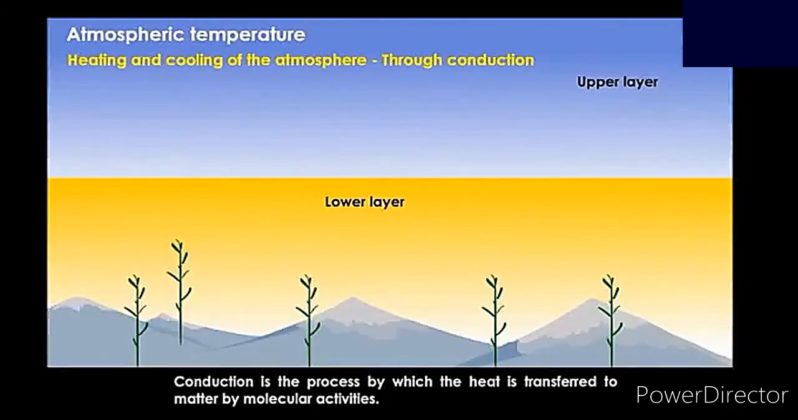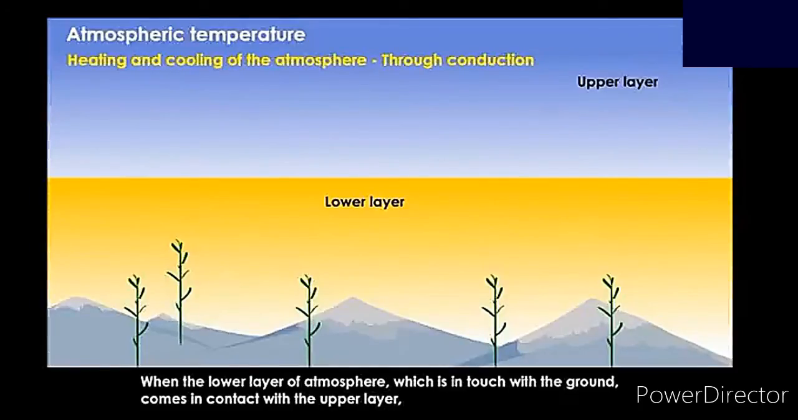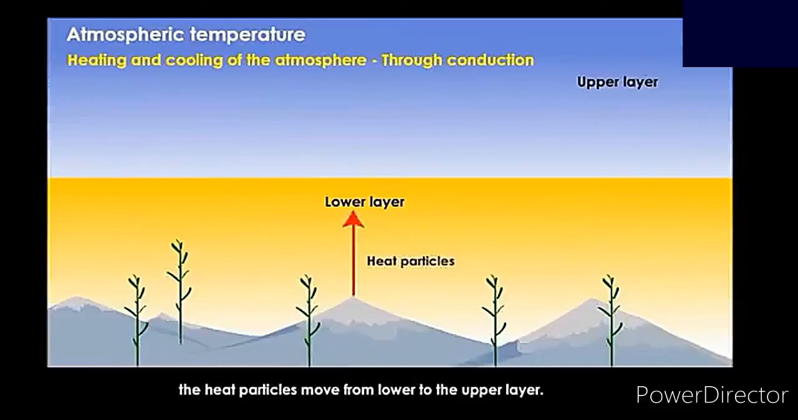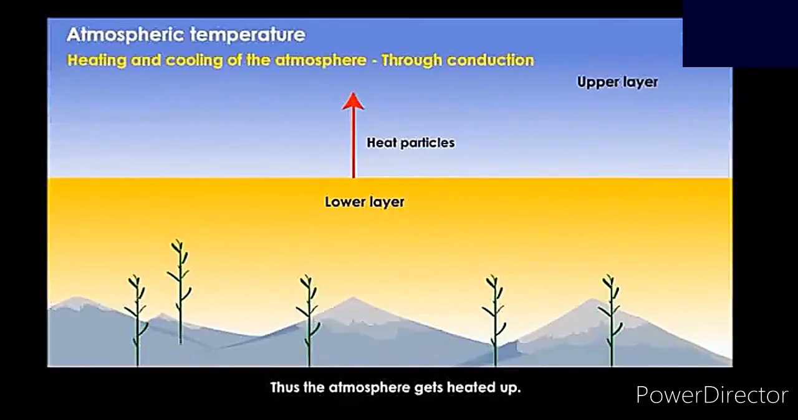Conduction is the process by which heat is transmitted to matter by molecular activities. When the lower layer of the atmosphere, which is in touch with the ground, comes in contact with the upper layer, the heat particles move from the lower to the upper layer. Thus, the atmosphere gets heated.